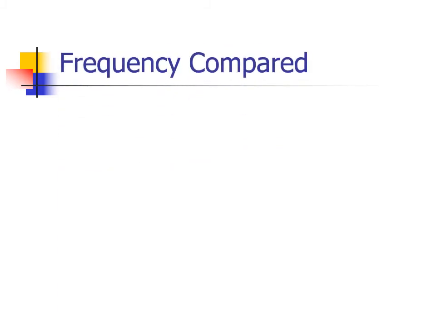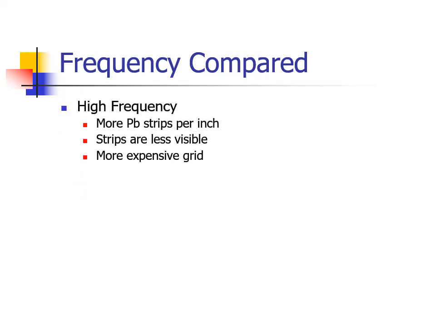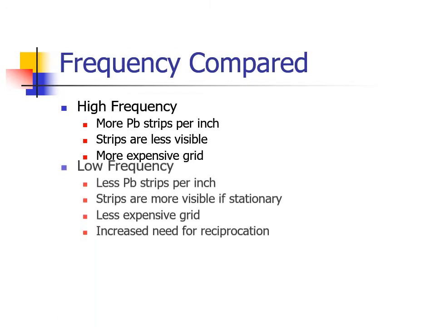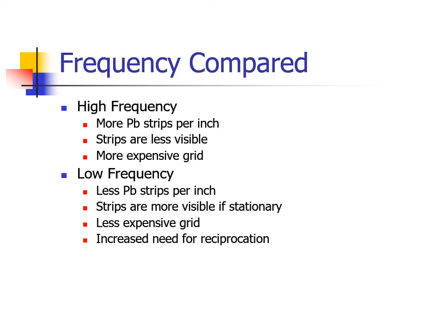So, a quick comparison of grid frequencies is: high-frequency grids have more lines per inch and are more expensive to manufacture, the benefit being that lead strips are less visible on the final image. Low-frequency grids are less expensive and are used in bucket applications where the grid can be reciprocated.